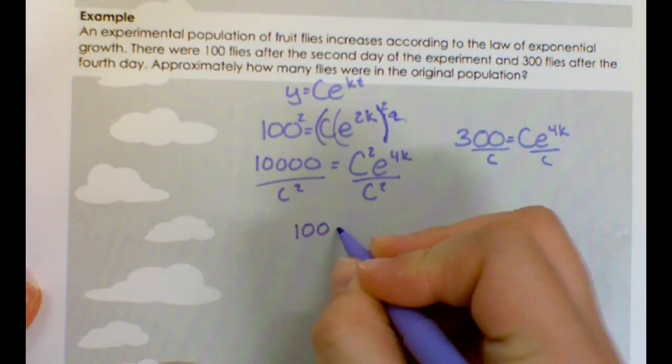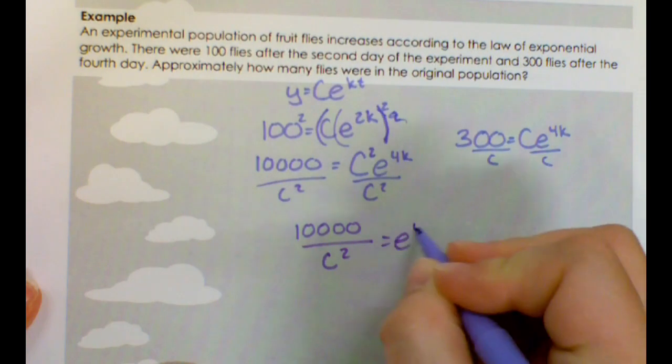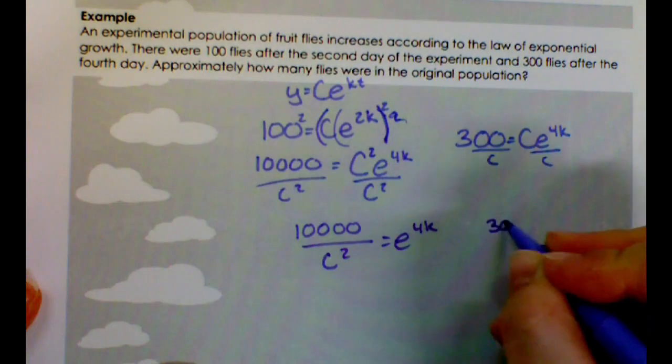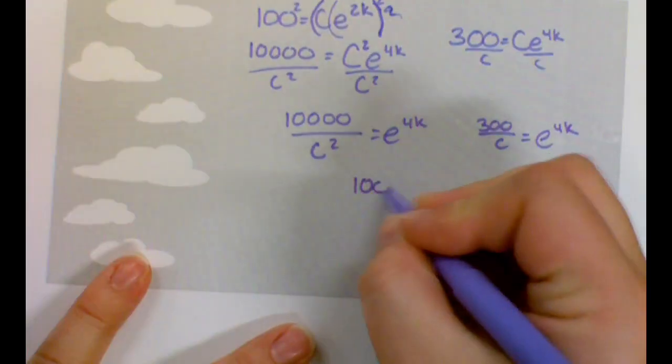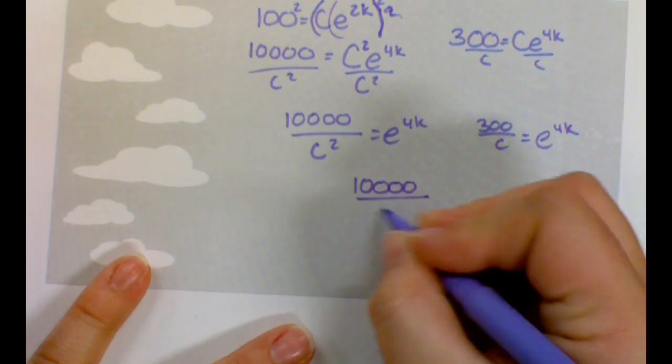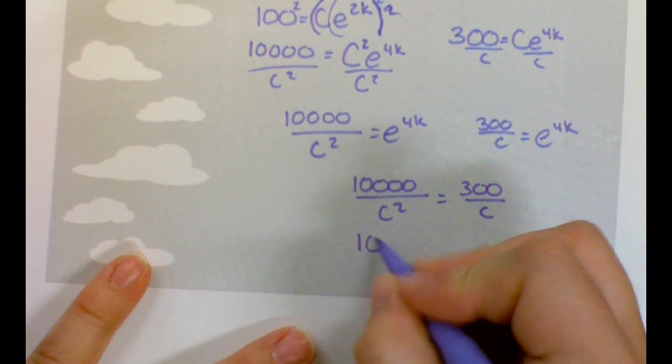So 10,000 divided by c squared equals e to the 4k power. And 300 divided by c equals e to the 4k power. So I could set those equal to each other. And cross multiply.